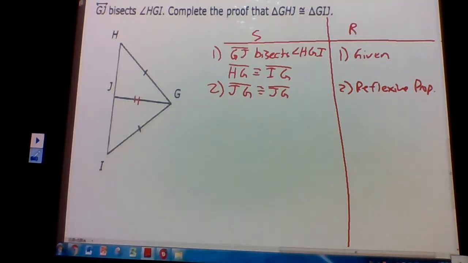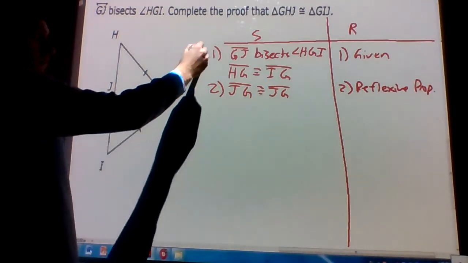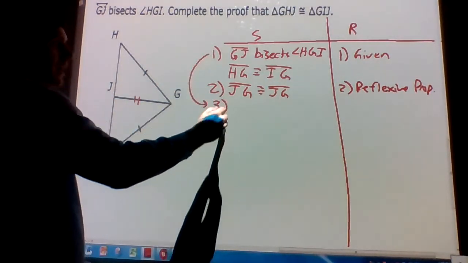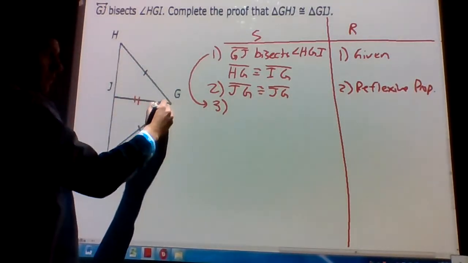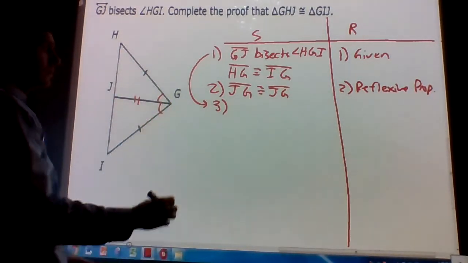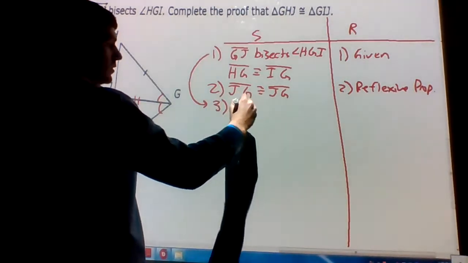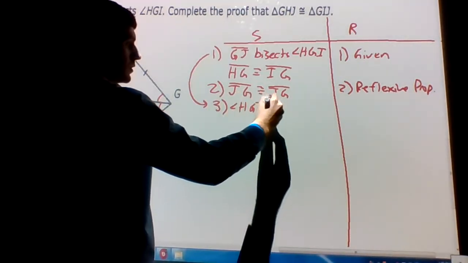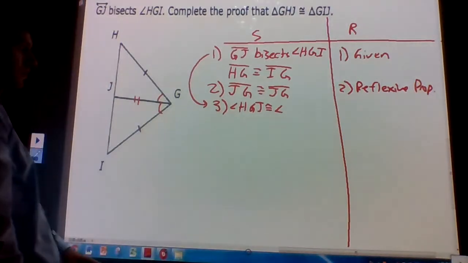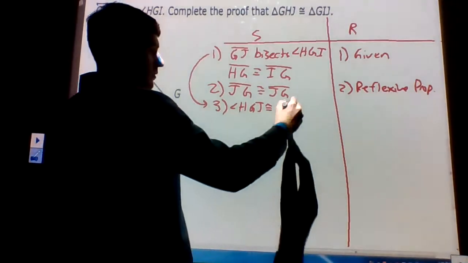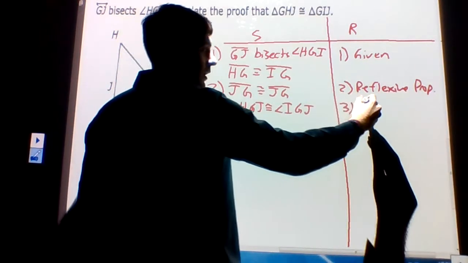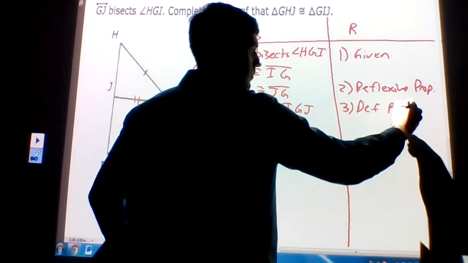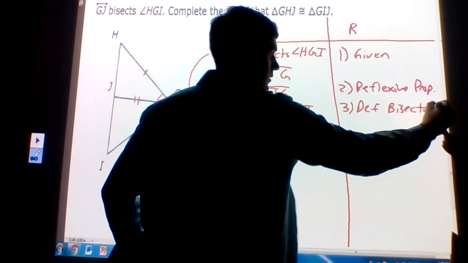We don't have a midpoint. We do have a bisector. So a bisector splits things in half. So we're bisecting angle HGI, which means we're splitting it in half, so into two congruent angles. So that means angle HGJ is going to be congruent to angle IGJ. Okay, and that's your definition of a bisector. It's an angle bisector.